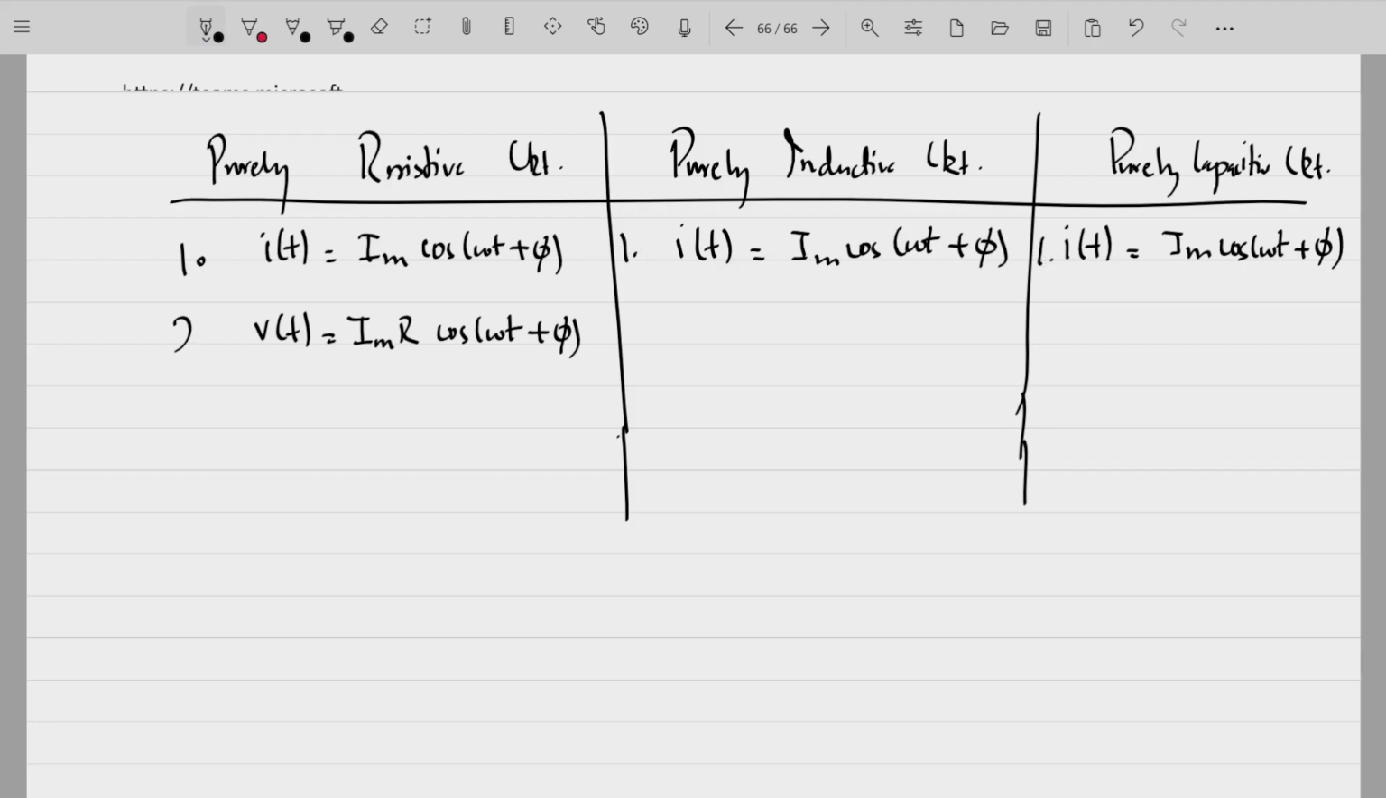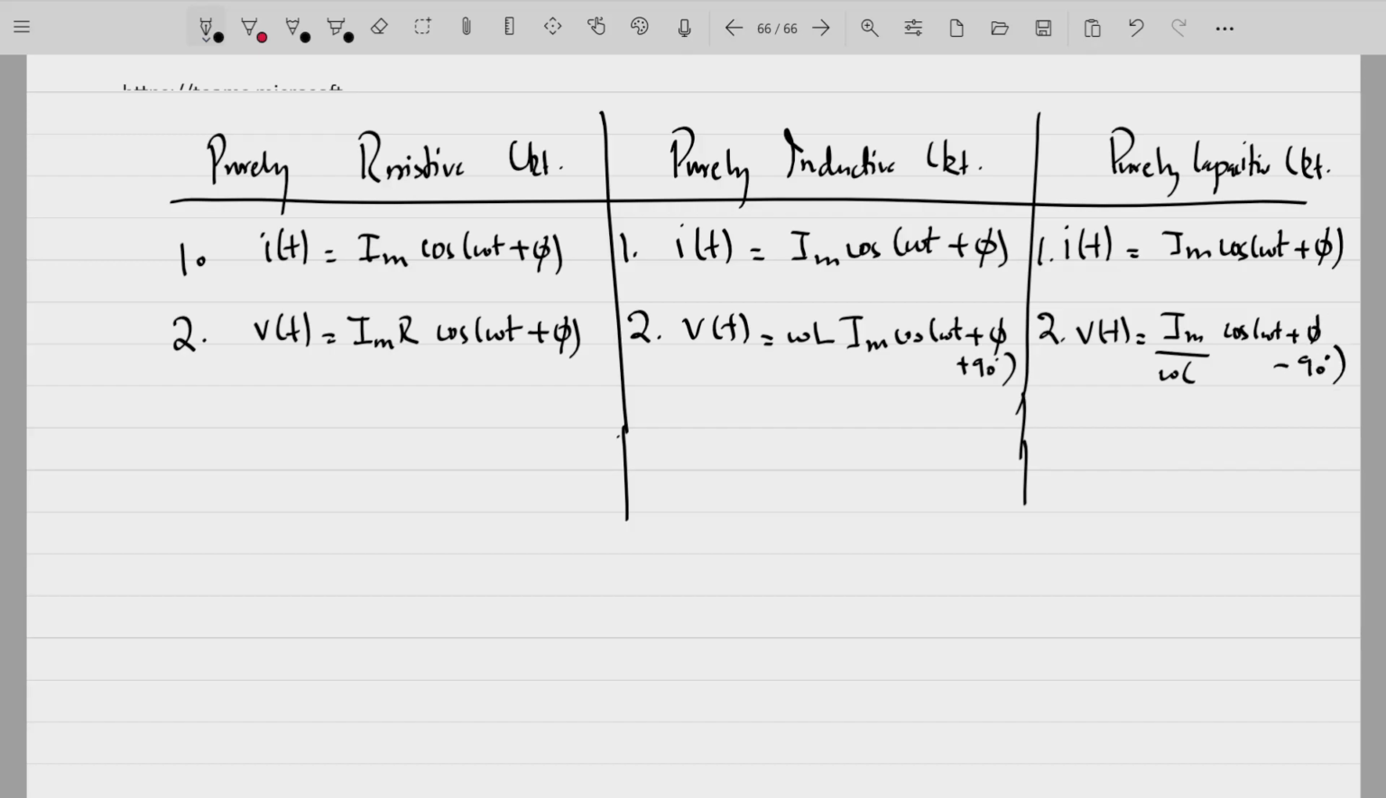i(t) is this. If i(t) is this, then we have seen that voltage is Im into R cos of omega t plus phi. For an inductive circuit, voltage is omega L Im into cos of omega t plus phi plus 90 degrees. For a capacitive circuit, we have seen v(t) is equal to Im by omega C cos of omega t plus phi minus 90 degrees. Fine. So this is the value of voltage we have found in the sinusoidal form.